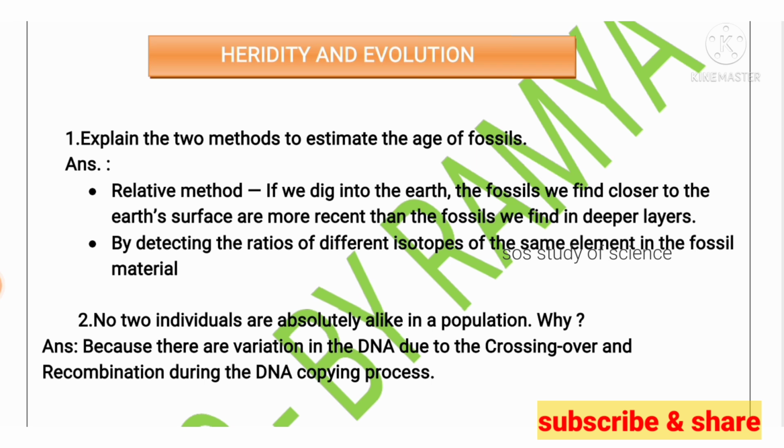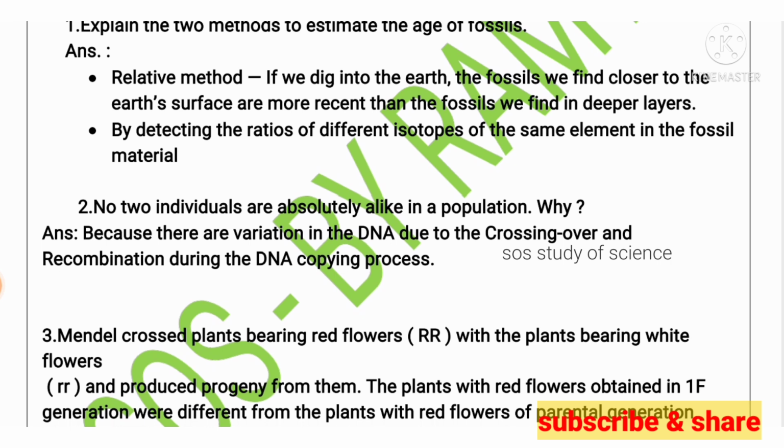That means the traces of those organisms. The fossils we find closer to the earth's surface are more recent than the fossils we find in the deeper layers. This is one method which we can adopt to estimate the age of fossils, which we call the relative method. The second method is by detecting the ratios of different isotopes of the same element in the fossil material. We will detect the ratio of the isotopes. Those organisms contain carbon, so the amount of carbon present in those organisms can be estimated. These are the two methods that we use to estimate the age of fossils. You have to note this down, it's a very important question.